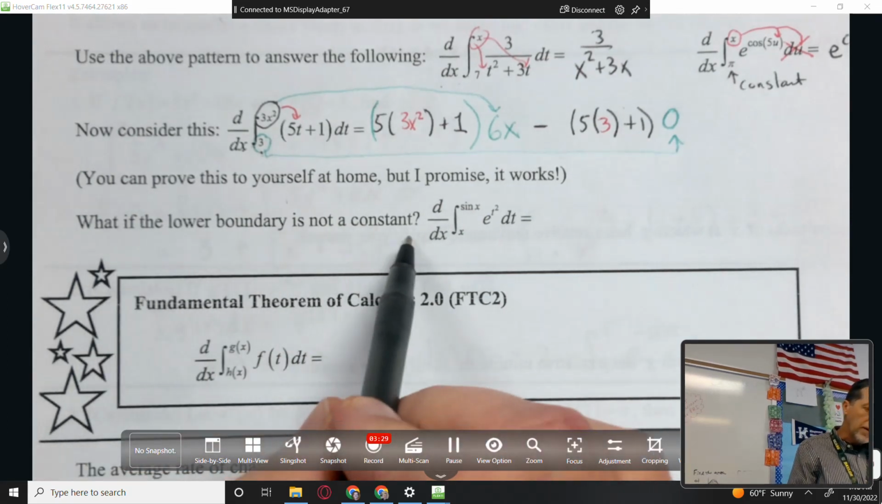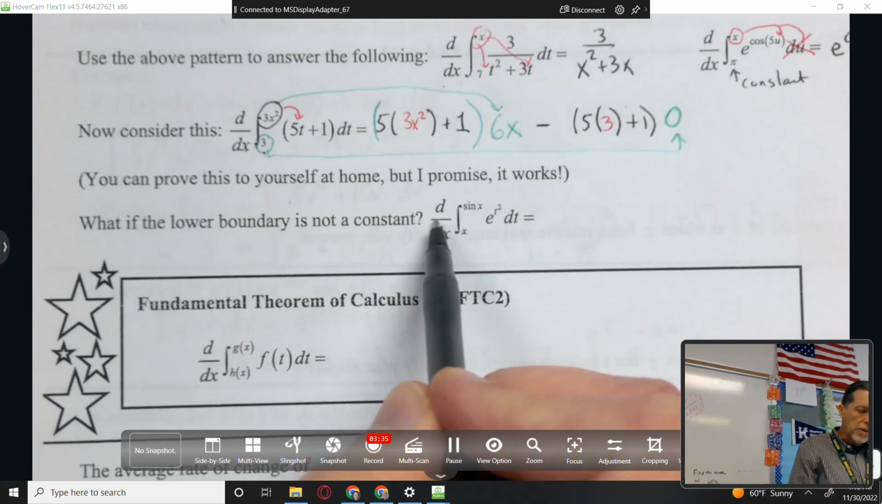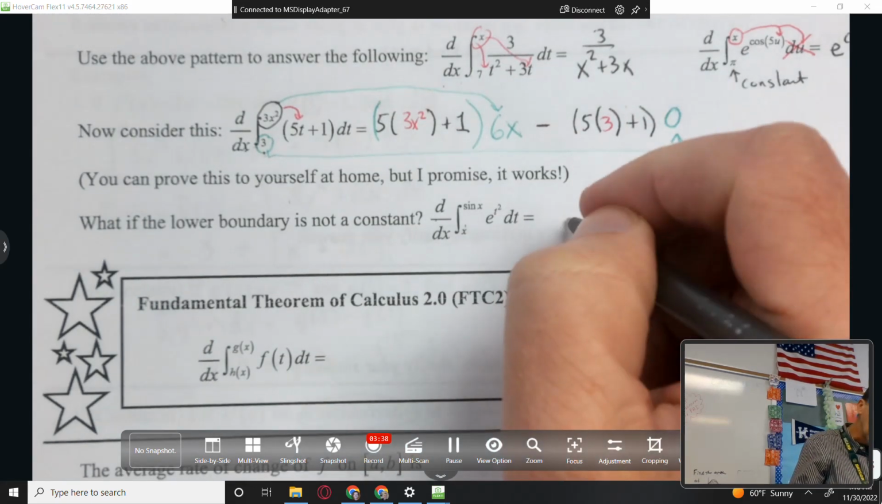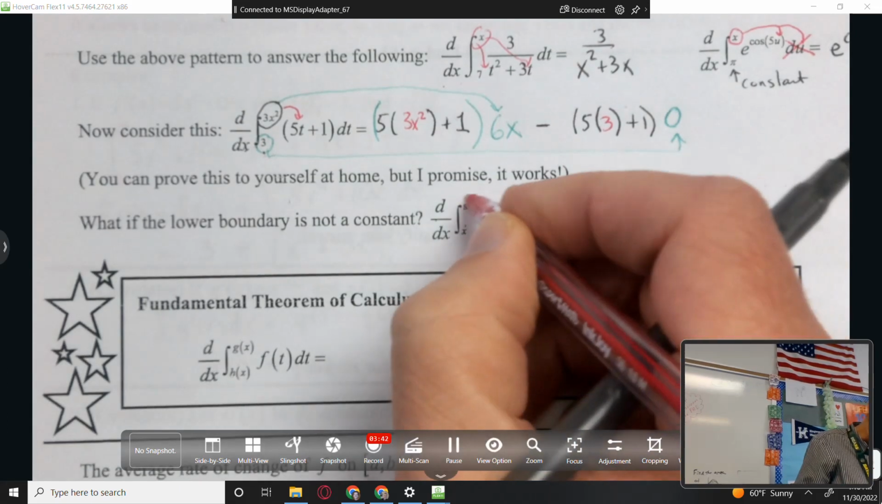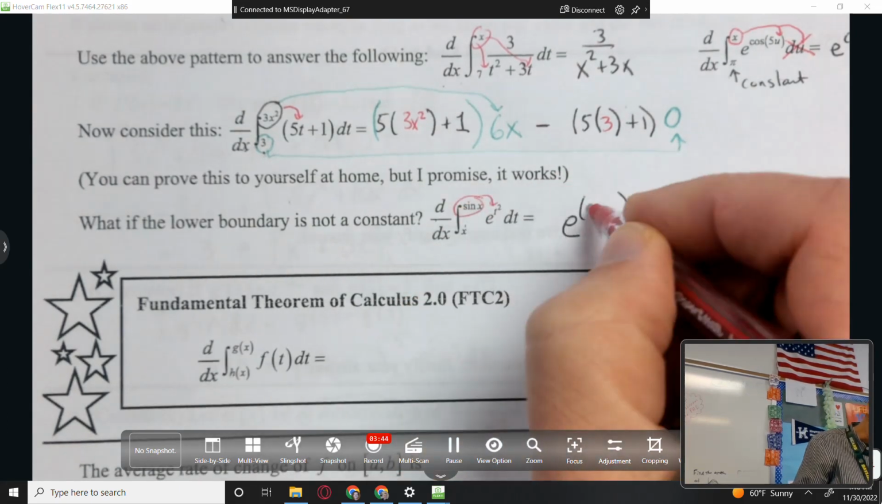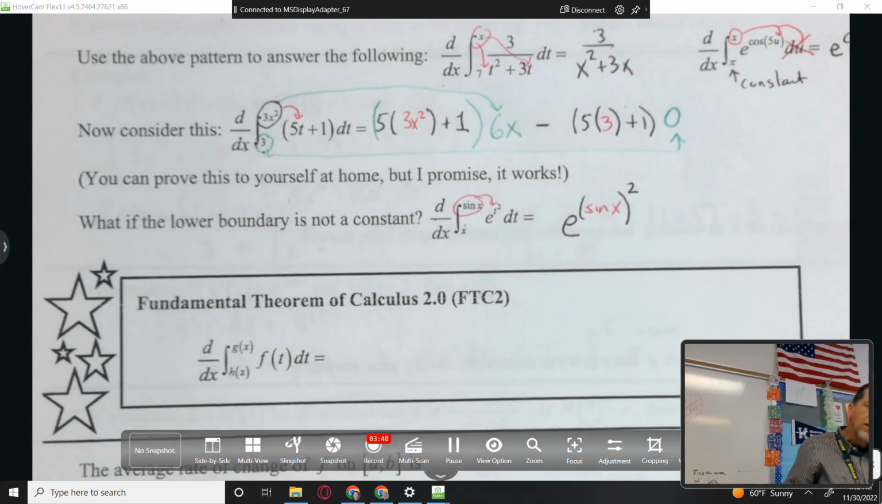What if the lower boundary is not a constant? Doesn't matter. Well, that's fine. Let's follow the same pattern here. The derivative of the integral cancels each other out. So I'm going to have e to the, in place of t goes sine of x. Careful, there's a squared on that. So e to the sine of x squared.